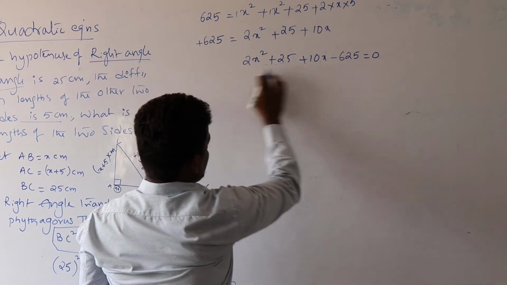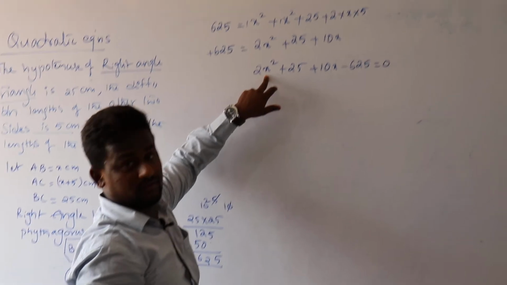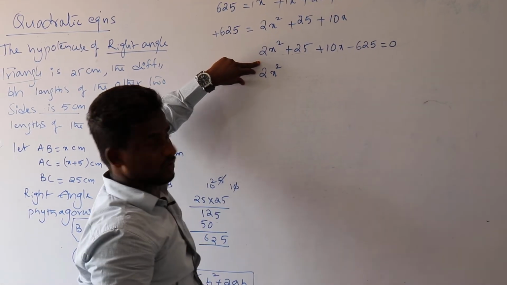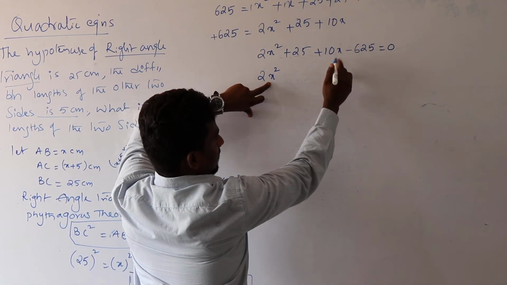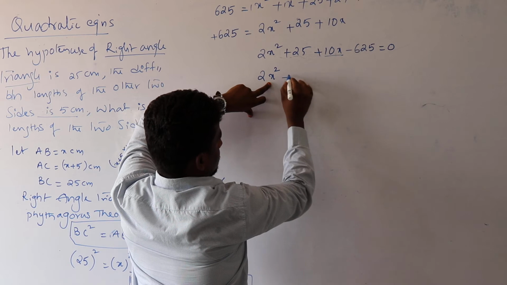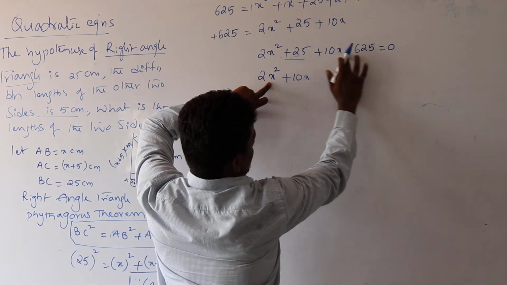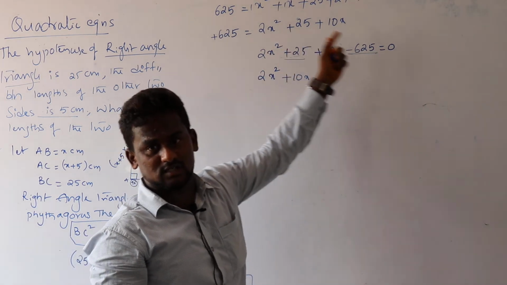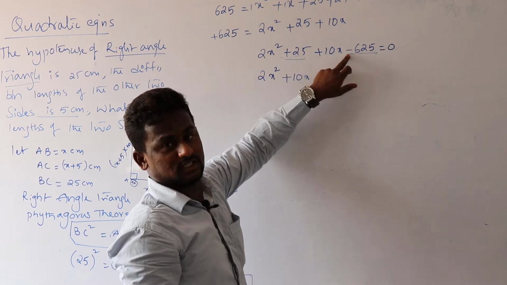So 2x square. Is there any other x square variable here? No. Only one term having an x square variable, that is 2x square. Now after x square we should write the x multiple here. 10x, only a single variable, so plus 10x. Next plus 25 minus 625. Both are constant numbers, but before the numbers we have plus here, minus here.